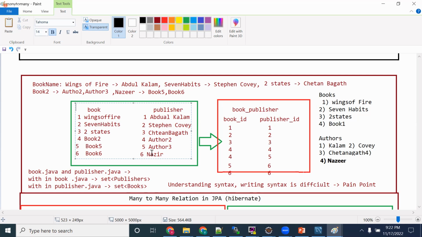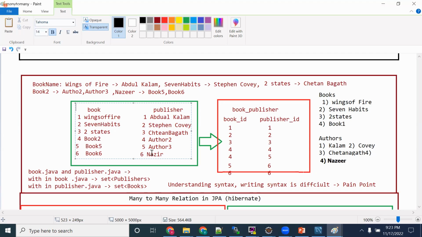As well as I'm taking publishers: Mr. Abdul Kalam sir, Stephen Covey, Chetan Bhagat, as well as author 2, author 3, and Nazir. So this is a typical case of books data and publisher data. Now, which book is written by whom? I'm going to have book underscore publisher.